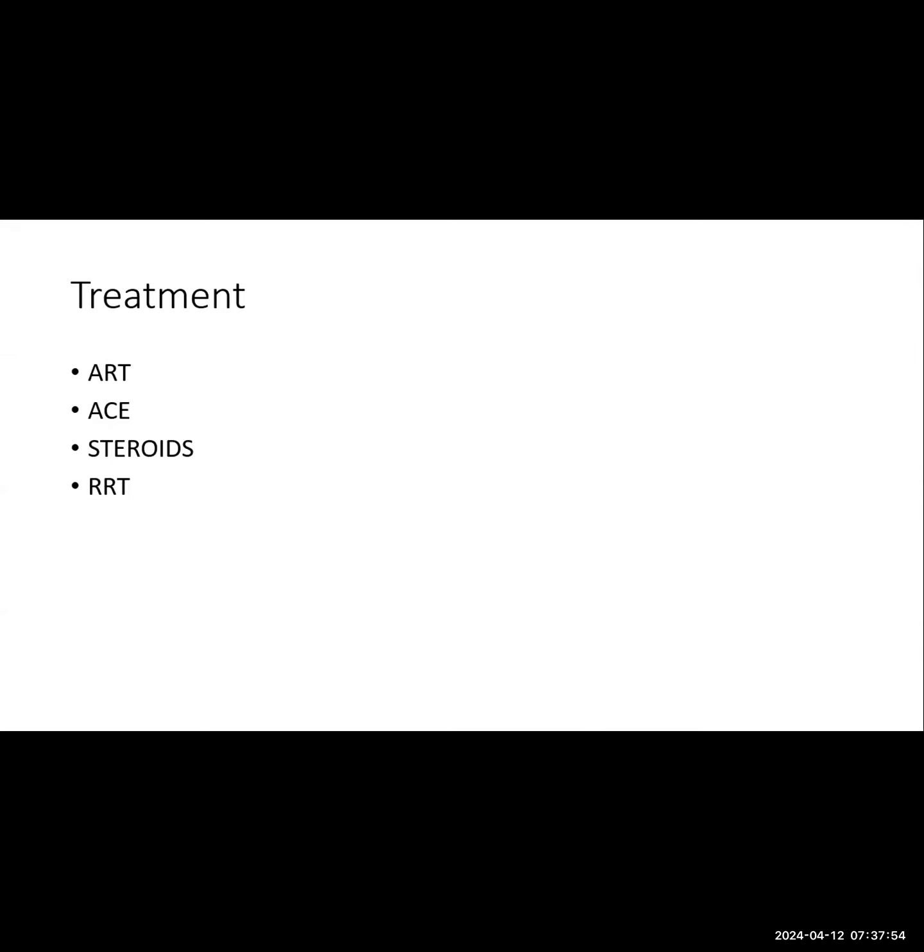And then if the patients have progressed to end-stage renal disease and now have pictures of uremic symptoms, you want to commence them on renal replacement therapy, which could be hemodialysis, peritoneal dialysis, and kidney transplants. HIV patients now do well on kidney transplants.